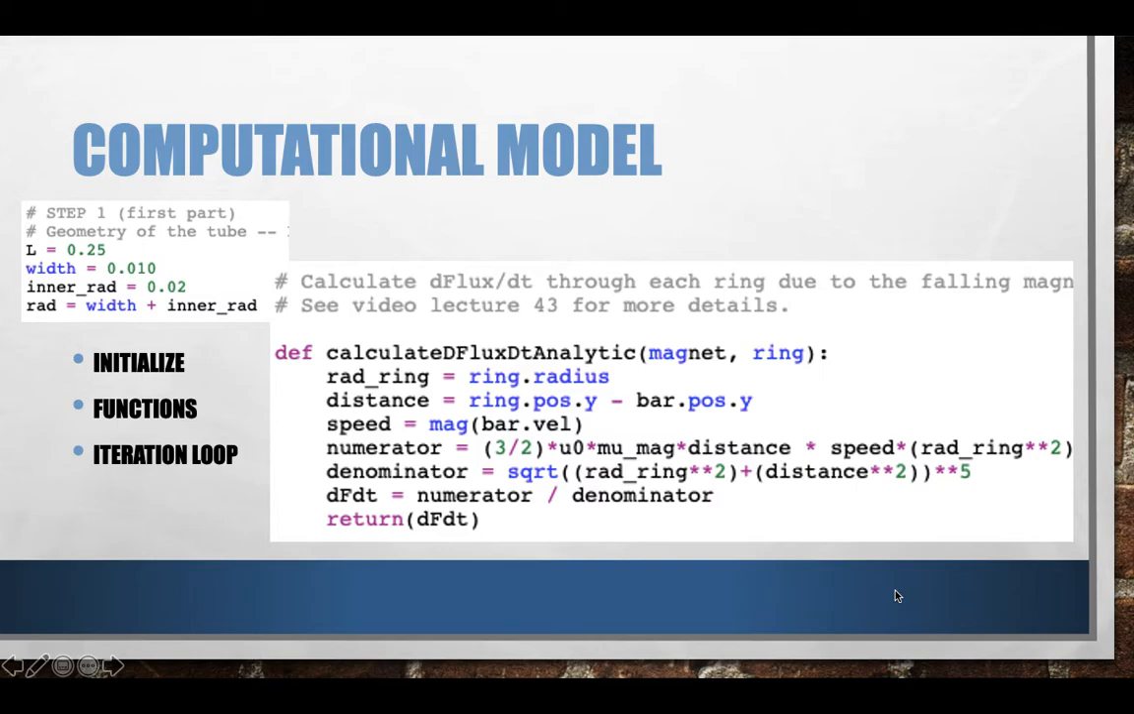Next, we created a computational model to figure out what this looked like from the standpoint of code. To do this, we set the length of the tube, the width of the tube, the inner radius, and the total radius, and initialized them. Then, we calculated d flux dt through each ring due to the falling magnet. To do this, we took the speed by taking the magnitude of the velocity of the magnet, and then we set a numerator and a denominator in accordance with Faraday's law and the Biot-Savart law. Then we returned the d flux dt.